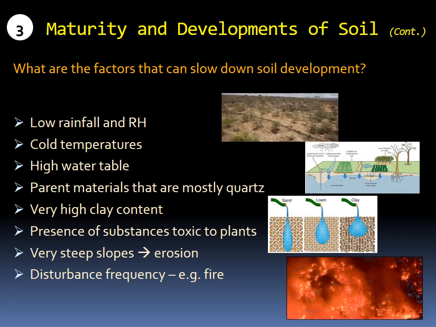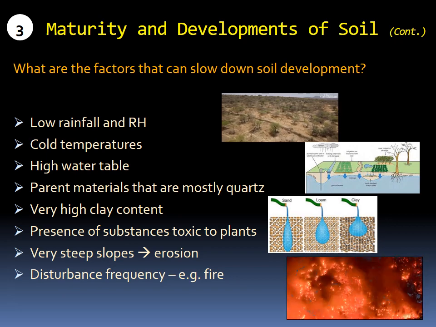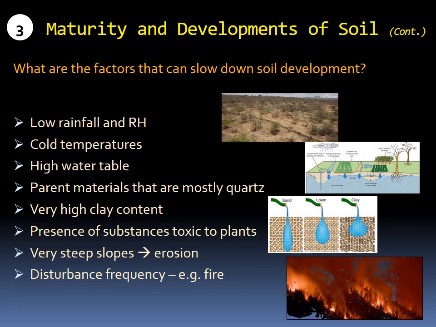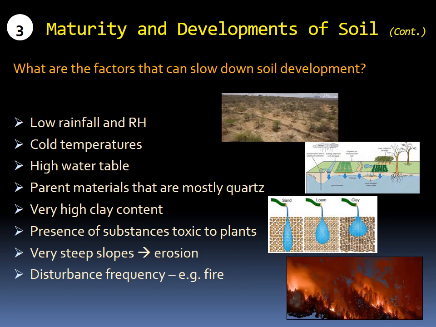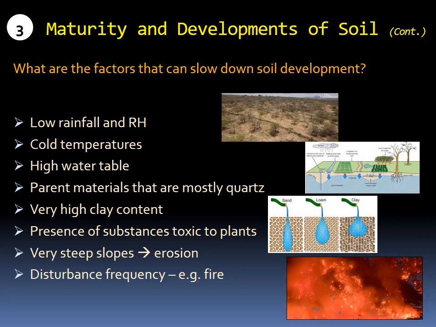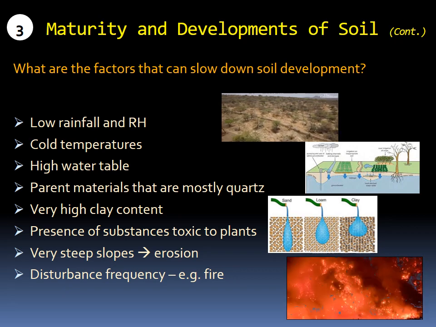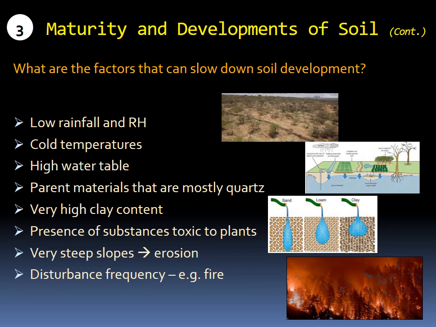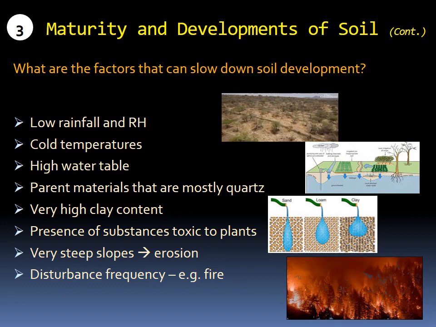Another factor is the presence of toxic substances to plants. When you have these toxic substances, it will kill the plants. And once you kill the plant, you eliminate the impact of the plant. You eliminate the impact of the roots. You eliminate how the plants can create pathways, can also affect the other organisms, and so on.